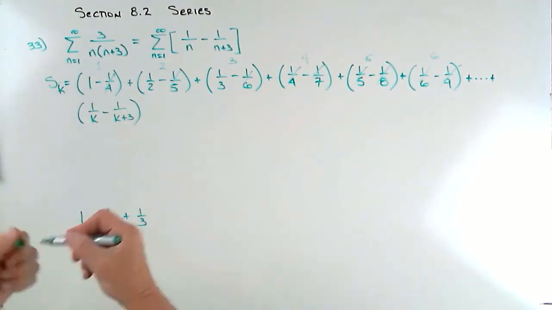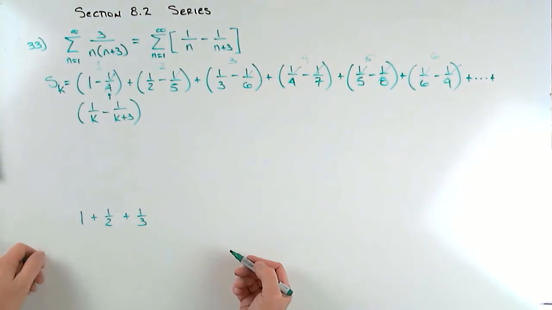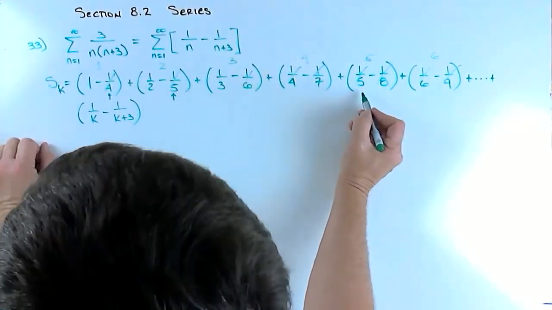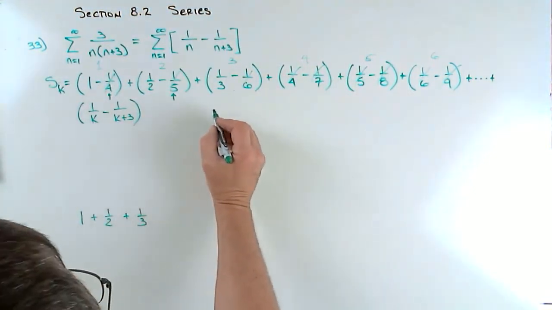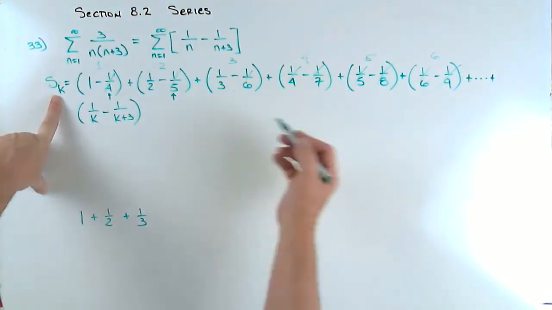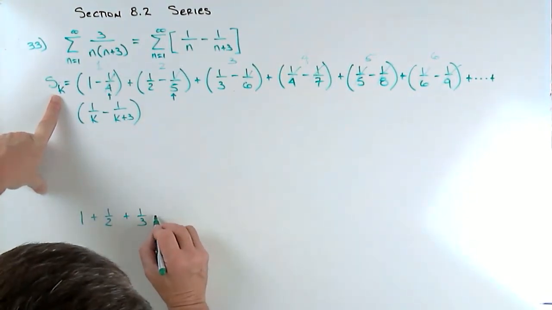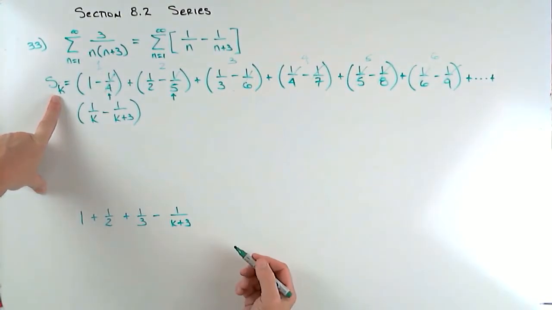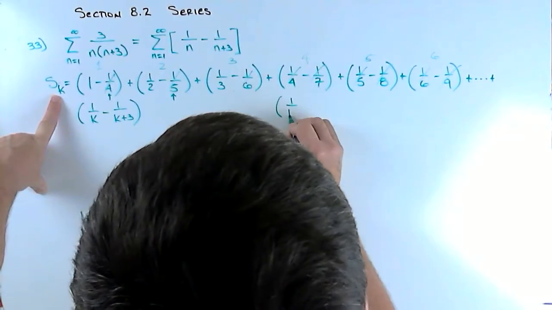To cancel the second term here, we had to go 1, 2, 3 terms later. So to cancel the second term here, we would have to go 1, 2, 3 terms later, but we're only going to k. So there are no more terms. So this term is not going to cancel, right? That minus 1 over k plus 3, that's going to be permanent. But that term is really right here.